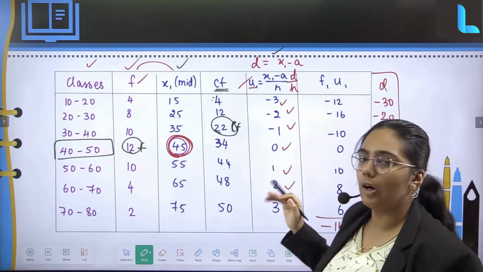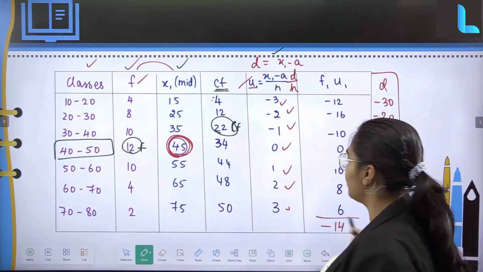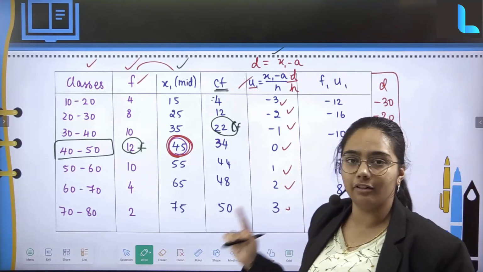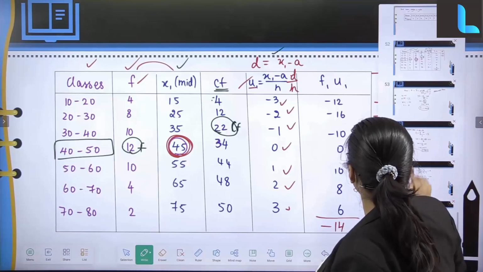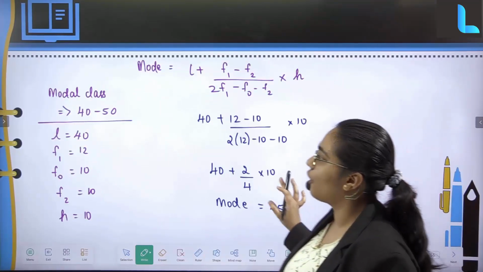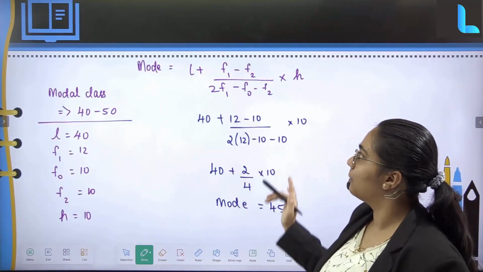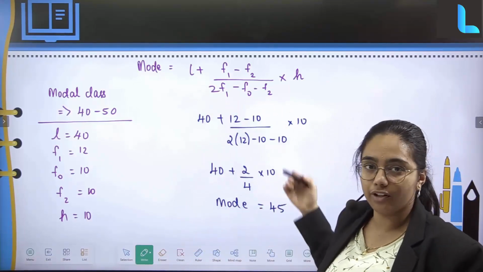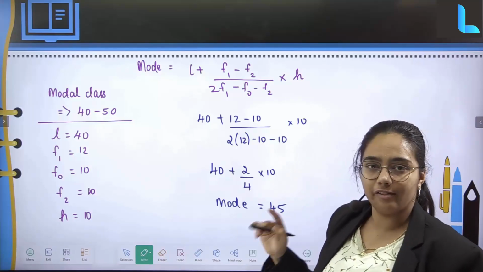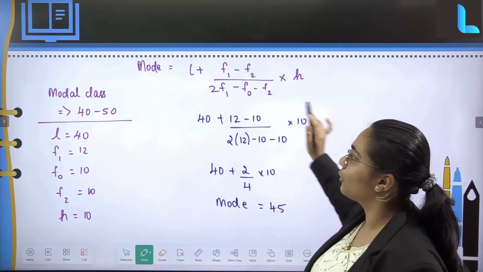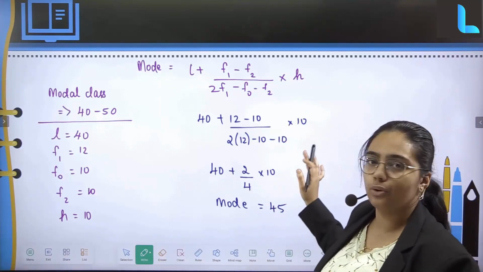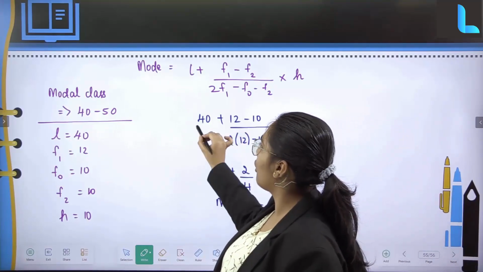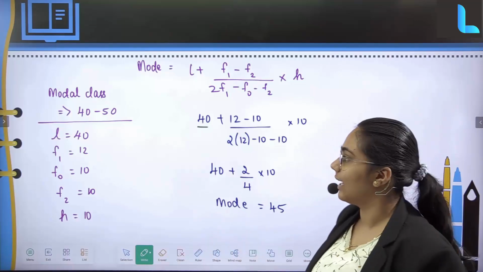With the same table, now we have to go ahead and find out my mode. To find out the mode, what is my first and foremost target? First I will write the formula. The formula for the mode is going to be L plus F1 minus F0 divided by 2 times F1 minus F0 minus F2, times h. You are already aware by now what stands for what. Now L over here has got to be equal to 40. How did I even get this 40?